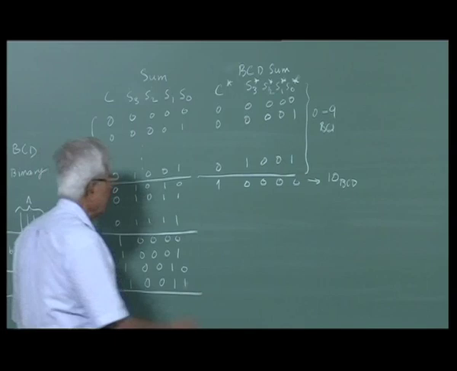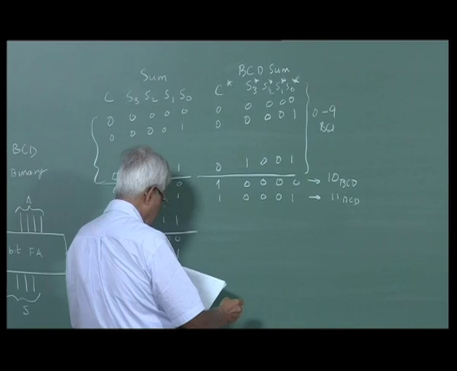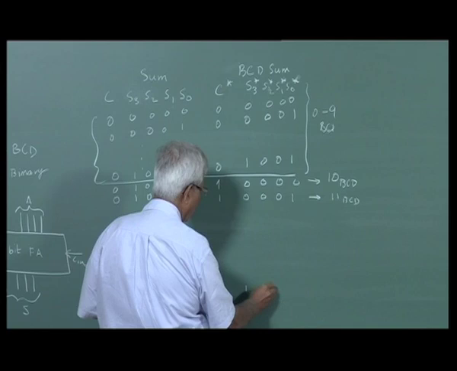Then I want to have 1, 0, 0, 0, 1. This will be 11 BCD, etc. Up to 1, 1, 0, 0, 1, which is my 19 BCD.